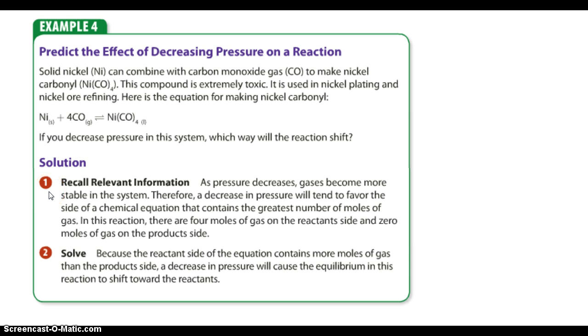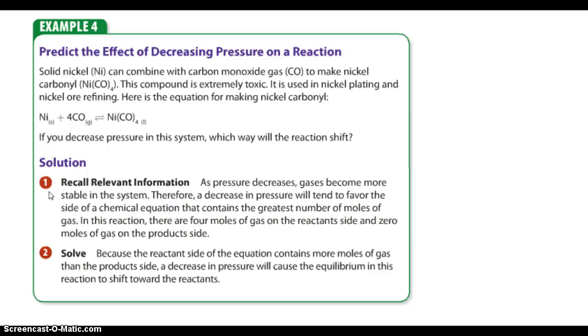Recall relevant information. As pressure decreases, gases become more stable in the system. Therefore, a decrease in pressure will tend to favor the side of the chemical equation that contains the greatest number of moles of gas. In this reaction, there are 4 moles of gas on the reactant side and 0 moles of gas on the product side.